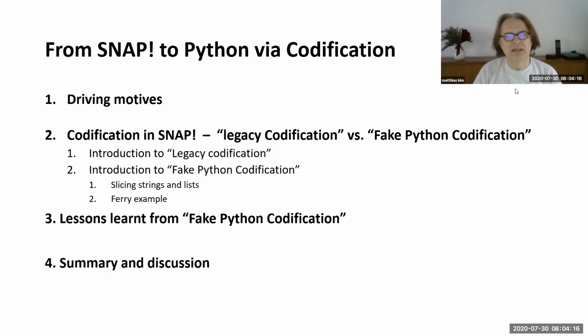So what I want to talk about is how to use codification in Snap, which has been in Snap for a long time. I have changed this a bit, so I have what I call fake Python codification. I will show you how to create Python code out of Snap. That is the main part, and then we'll see what you can learn from this and how you can use it in teaching computer science. That is what I want to talk about. Any questions so far?